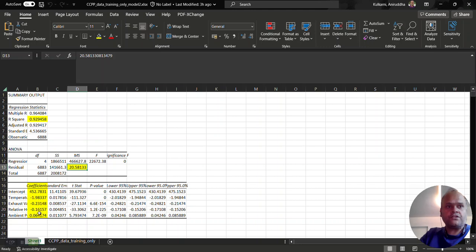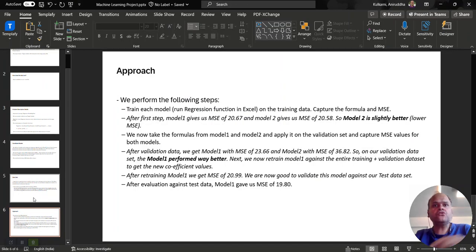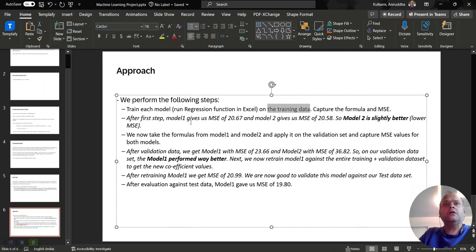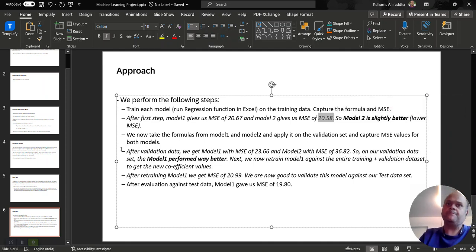And these are the coefficient values that this model has come up with. So these are the multipliers, the W1, W2, W3, W4 for each of our input features. And this basically forms the basis of our linear regression equation. So what we have so far, after this training step, is that model 1 gives us a mean squared error of 20.67, and model 2 gives us a mean squared error of 20.58, which means that model 2 is slightly better with a lower MSE.